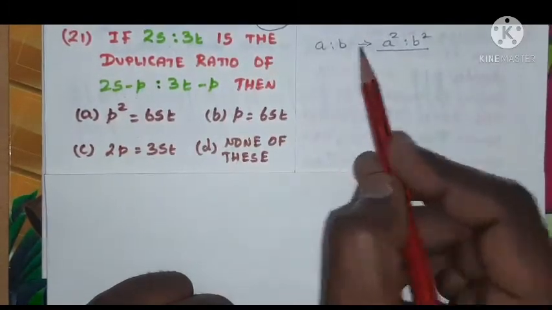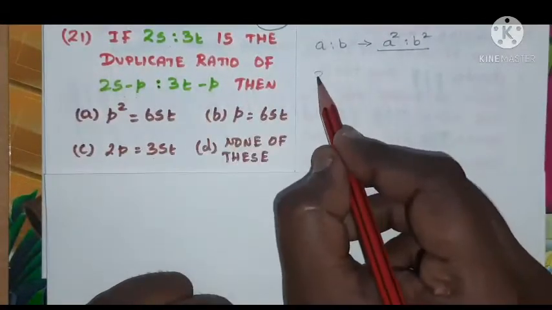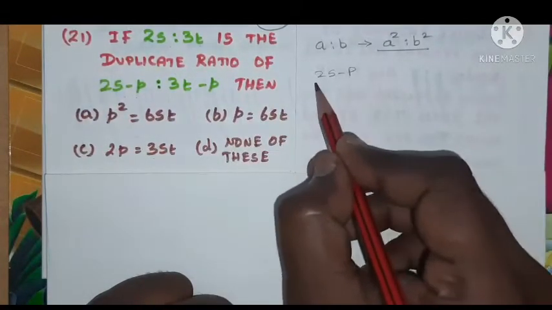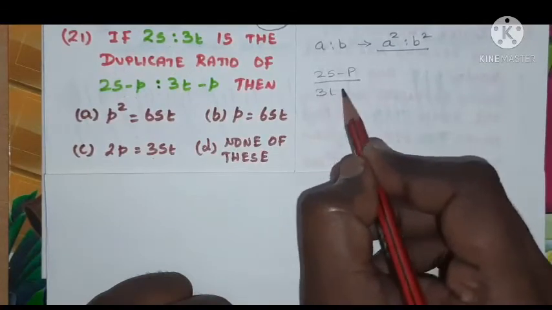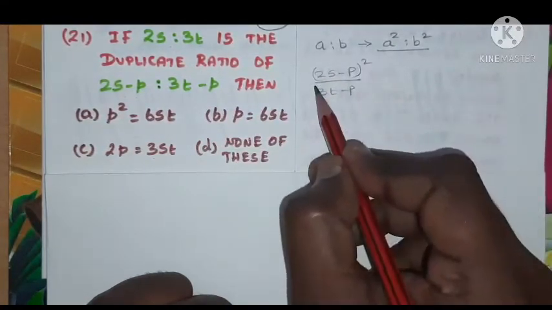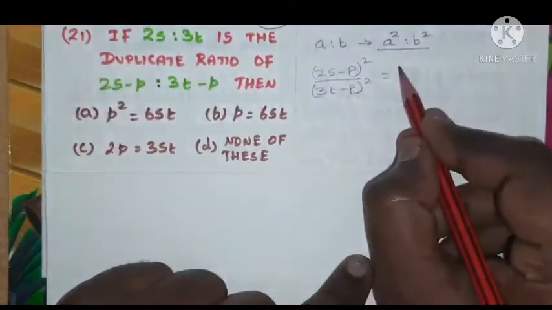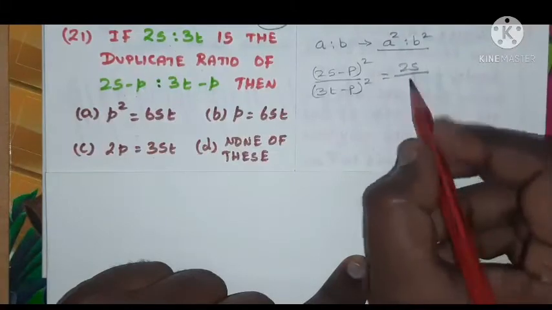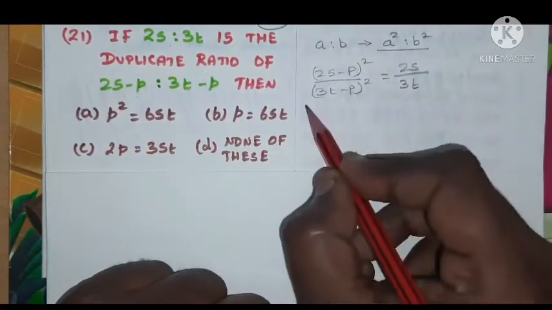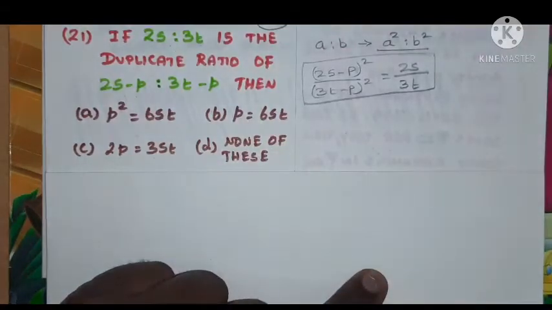Hence, based on this, I am going to write 2s minus p by 3t minus p, meaning 2s minus p whole squared by 3t minus p whole squared is equal to 2s by 3t. This is what exactly the question represents, right? From this we have to find the answer.